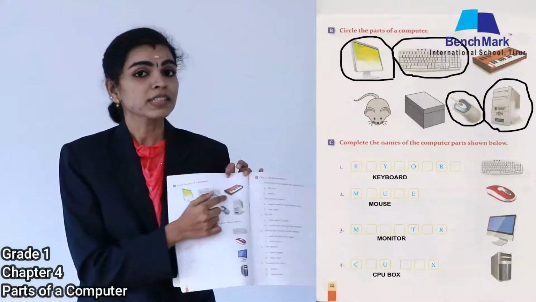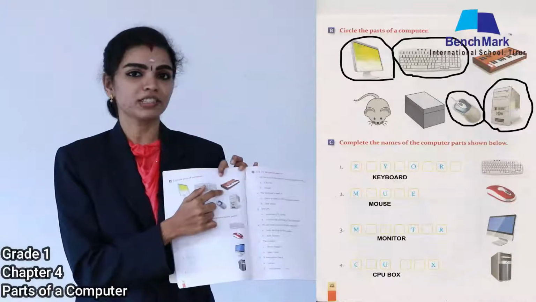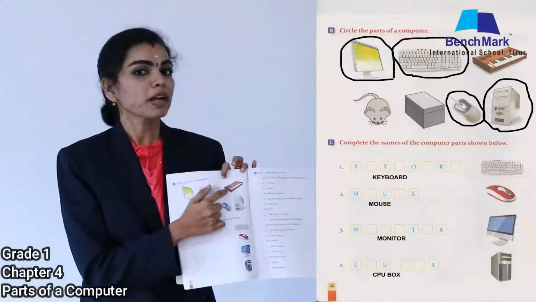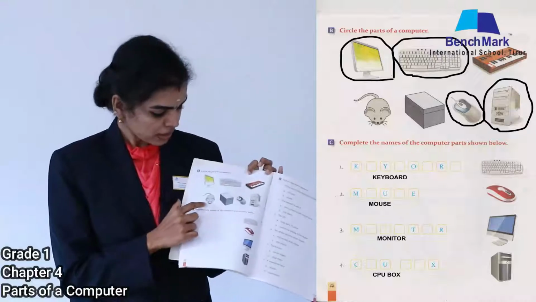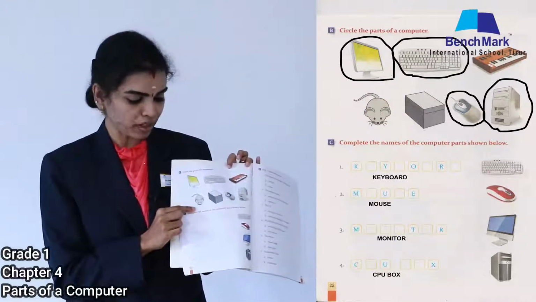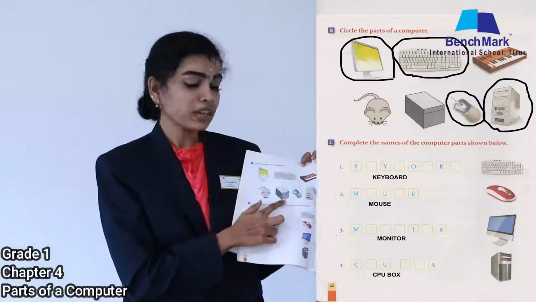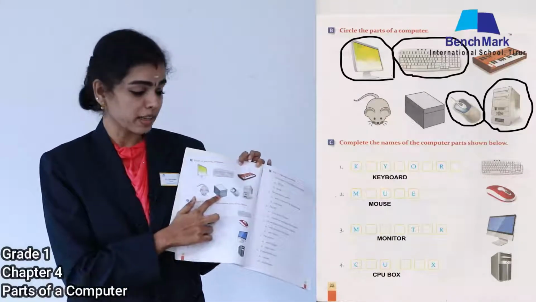And what is this? This is a keyboard that is used to play. This is a music instrument. So this is not a part of a computer, so we should not circle it. Whereas this is a mouse. So this is also not a part of a computer and we should not circle it. Whereas this is a box and this is also not a part of a computer. We should not circle it.